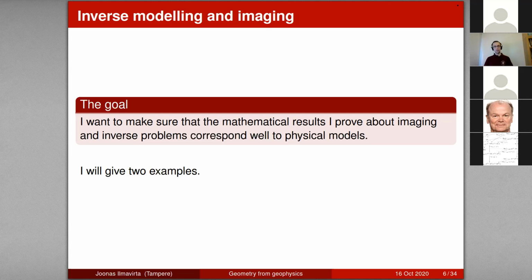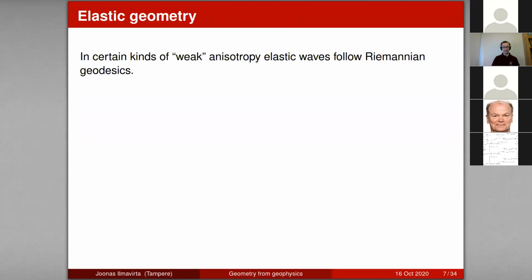Okay, so the first example is elastic geometry. This is something that I will describe in much more detail in a bit, but I'll start with a quick description. Anisotropy means that the wave speed depends on direction. So at the same point, depending on which way you are going, the waves go at different speeds. That is anisotropy. And if this anisotropy is somehow weak, of a very specific form, then these elastic waves will follow Riemannian geodesics. So there is a well-studied description of what happens to these waves, and it turns out to be in this realm of Riemannian geometry.